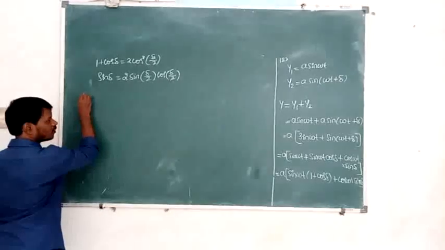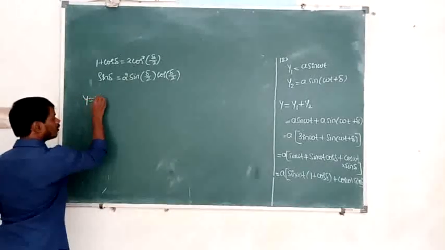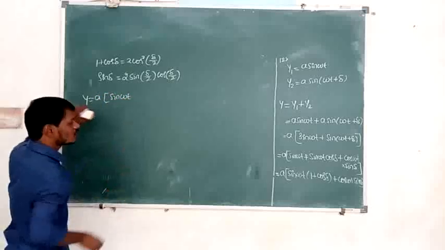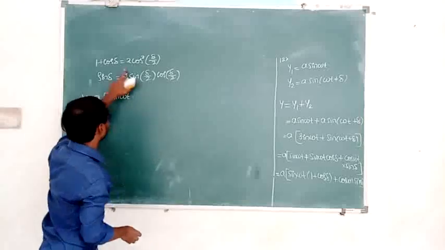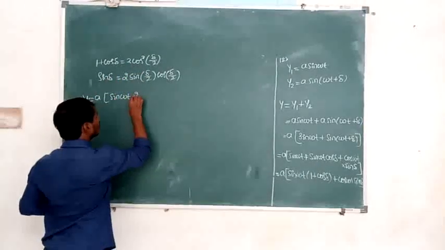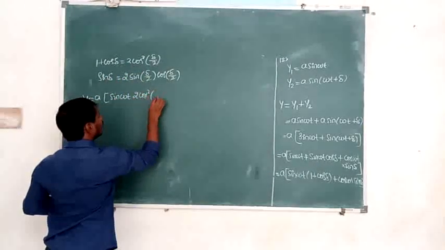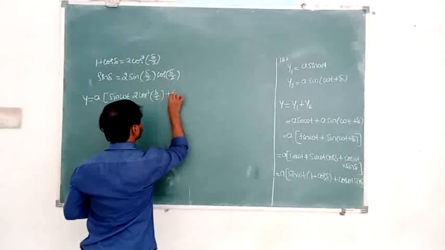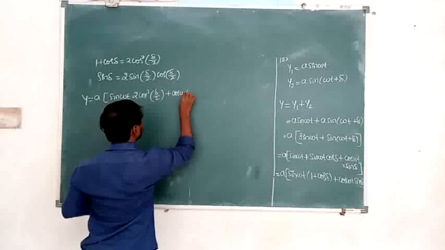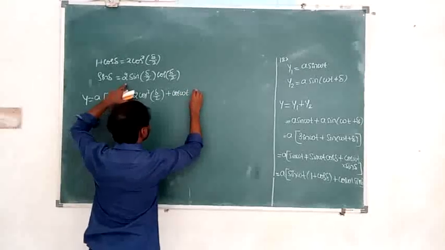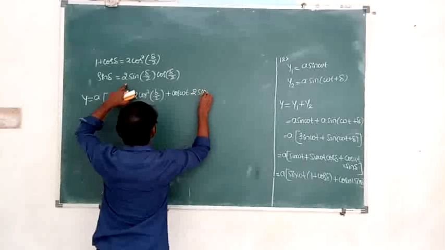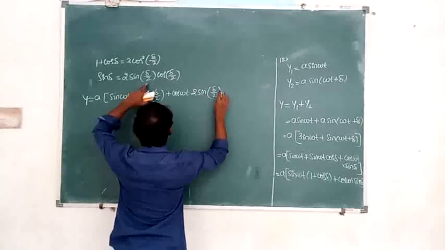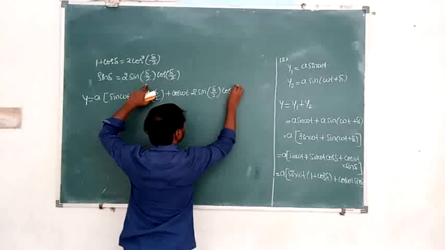So that is y equal to A sin omega t. Here, what is 1 plus cos del? 1 plus cos del is 2 cos square del by 2, then plus cos omega t. What is sin del here? 2 sin del by 2 cos del by 2.